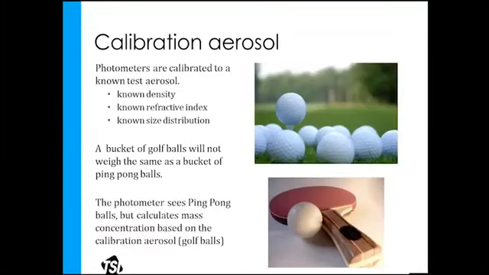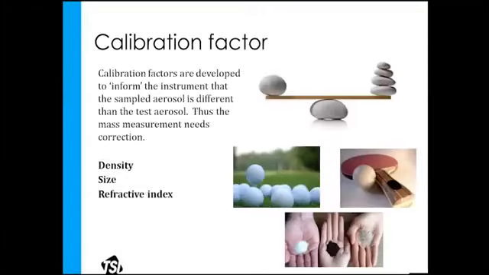Well, he's like, great, you didn't tell me it's different. But the photometer sees a ping pong ball. It calculates mass based on what it thinks it weighs. And if we calibrate it to a golf ball, it's going to give us a mass based on that. So that's where the calibration aerosol comes into play. Your instrument's very precise. It's going to measure the same way every time. But the accuracy is based on how well that result measures your actual aerosol.